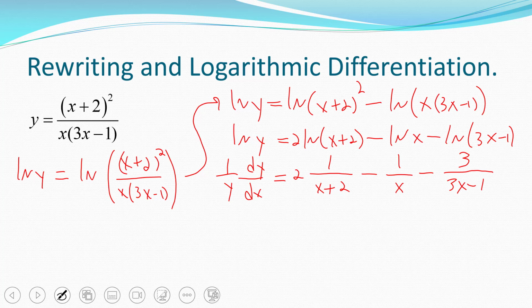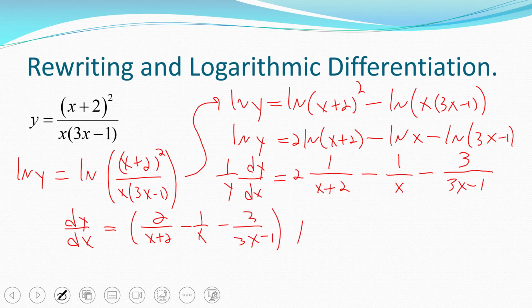I can then solve, if you remember doing implicit differentiation, we solve for the derivative to get dy dx, the thing we were trying to find, is equal to, well, that's 2 over x plus 2 minus 1 over x minus 3 over 3x minus 1, and that's times y. And that's the answer. That's what the derivative is. It's just in terms of x and y.